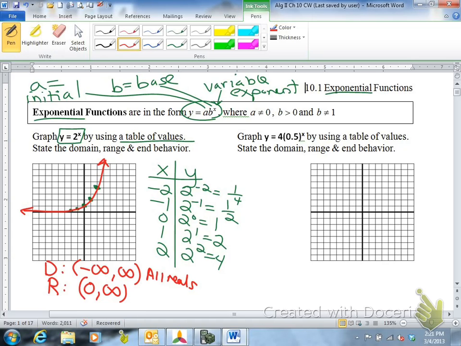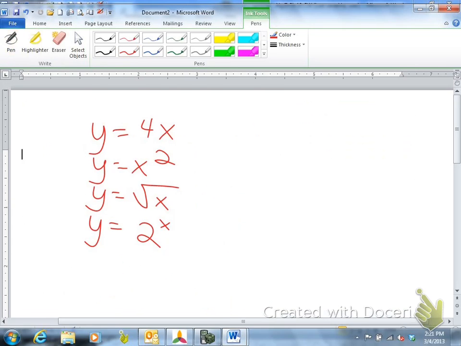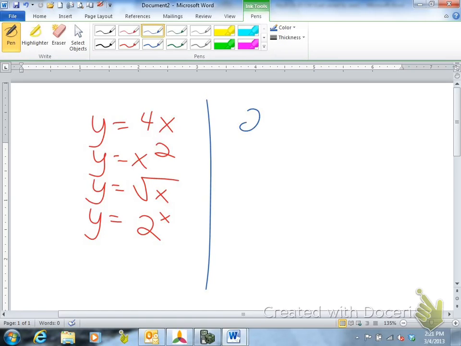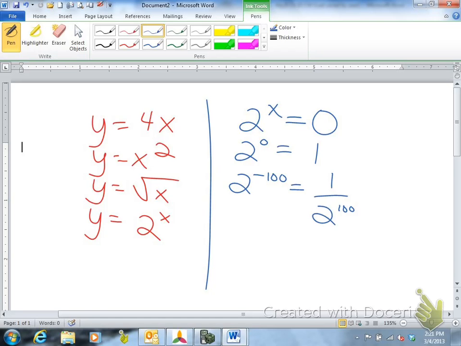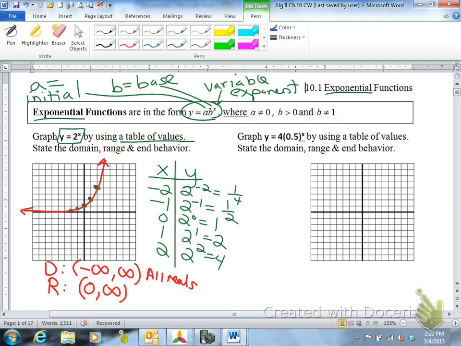So if you think about it, if you had 2 to the x equals 0, what number could you actually plug in for x to get 0? Well, if you try 0, it doesn't actually work because that's 1. Even if you try a really small negative number, that still doesn't give you 0. That equals a fraction, 1 over 2 to the 100. So you can never actually get an x value to touch 0, to equal 0. So that's why in the notes, this right here is a parenthesis, not a bracket.